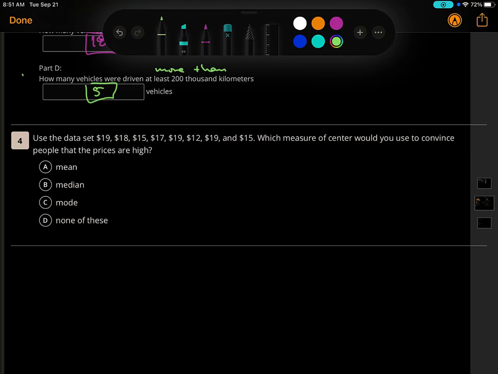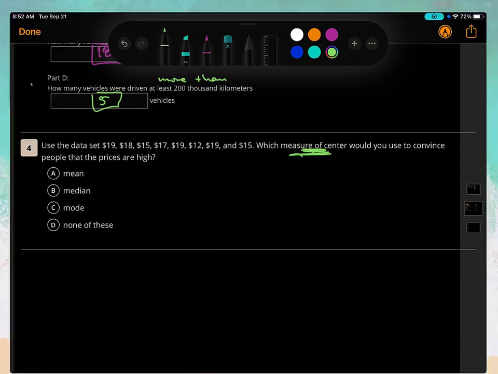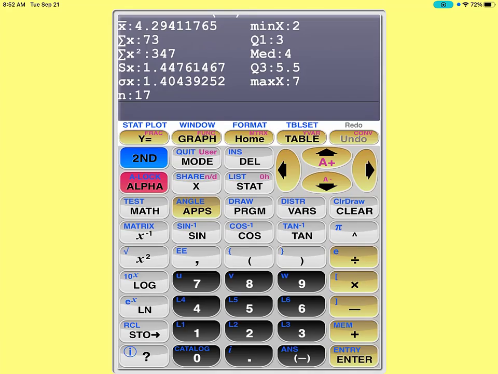Question number 4. Use the data. Which measure of center would you use to convince people that the prices are high? Okay, so what I can do is find the mean, median, and mode for all of those. We're trying to find the one that has the highest to convince people. So I'm going to first put the mean. I'm going to put all these numbers into the calculator.